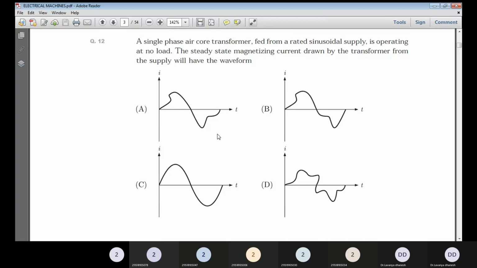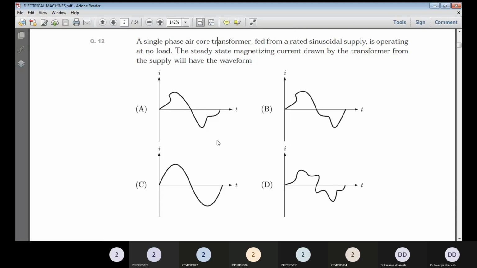Okay, next one. A single phase air core transformer fed from the rated sinusoidal supply is operating at no load. The steady state magnetizing current drawn by the transformer from the supply will have which waveform? We have four waveforms given. We should be thorough with all the waveforms so that you can easily understand.